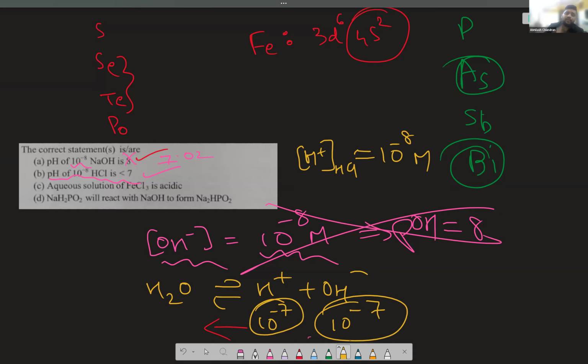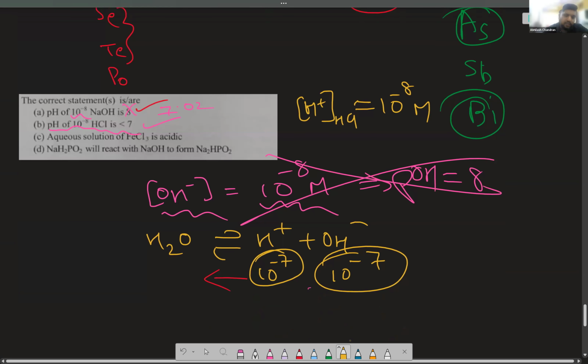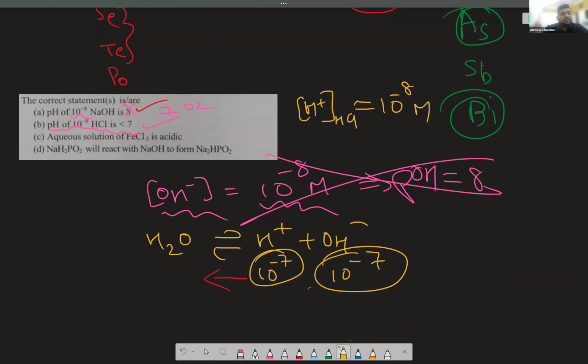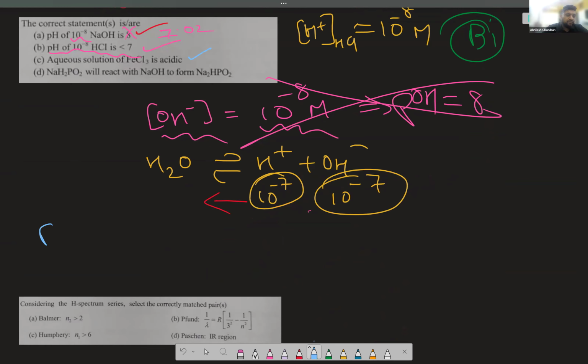So this equilibrium is going to get pushed a little bit backward, but still we will see that overall H plus turns out to be more than 10 to the power minus 7. And what you are going to see is that the pH is slightly less than 7, right? If you want to do exact calculation, you can, but not required at this point in this question. Aqueous solution of FeCl3 is acidic. This is true. Fe(OH)3 is a very weak base, and with HCl it is going to give you FeCl3.